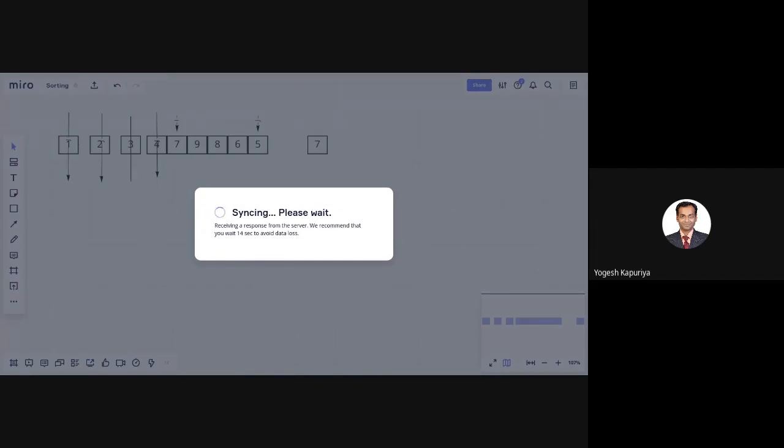So I hope the approach is clear. I will still finish this, but what I want is for you to understand the approach, because if you have understood the approach, then understanding the algorithm is very simple.